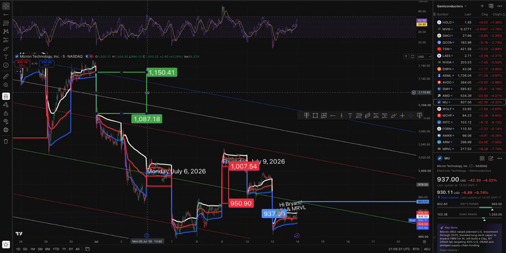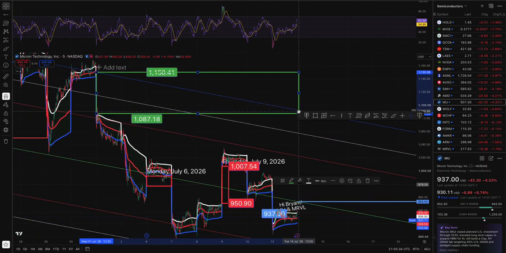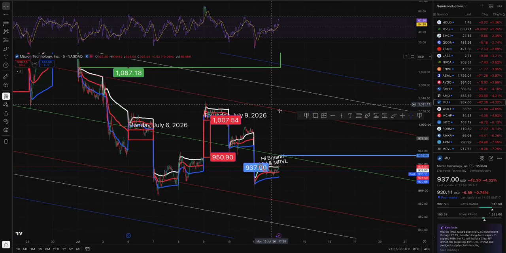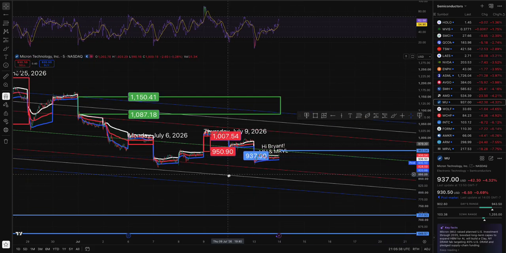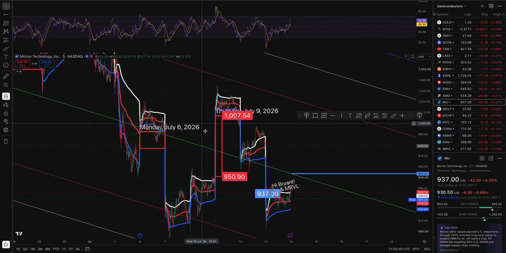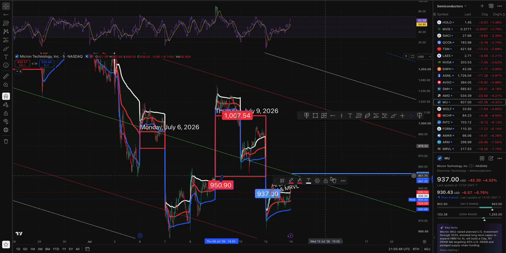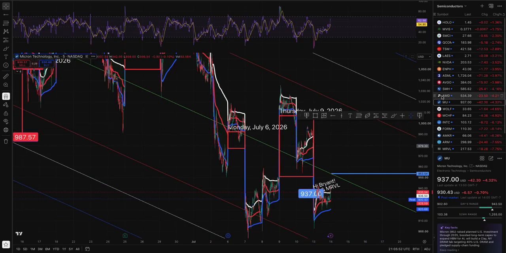And on the 5 also, this is still in play. That will take us to 1150.41. Oh, and I have another one to clean up. Many gaps since I last looked at this. So that closed out on Monday out of the gate here, taking us down to 950.90 in an expected move. All right, that's done.